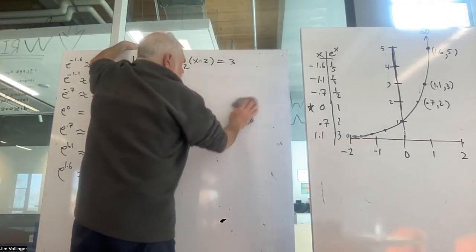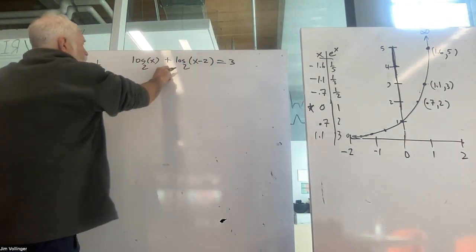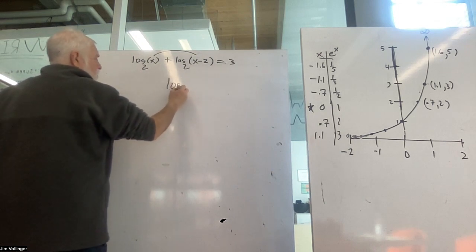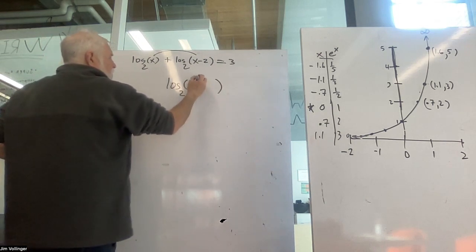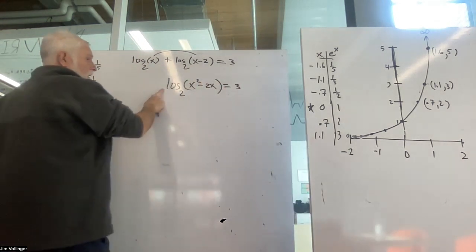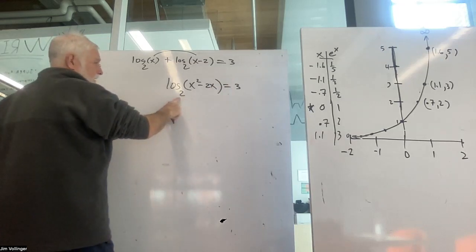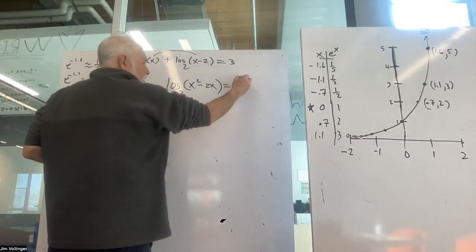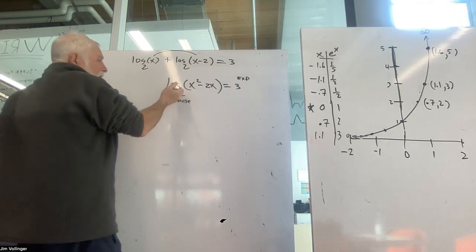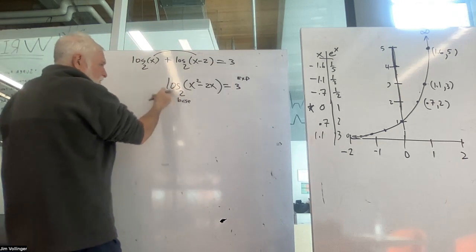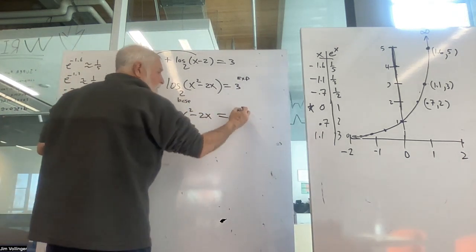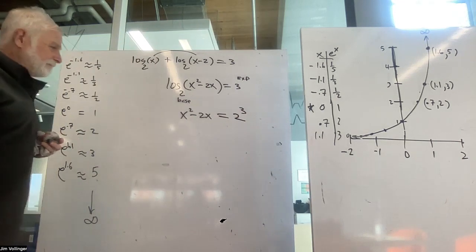All right, let's clean the board off. All right, so what do I know? Addition is multiplication of the quantity. So I can write this as a single log: log base 2 of x squared minus 2x equals 3. The inverse of log is exponentiating with the base. This is an exponent. This is a base. Where do exponents go? Top of the base. So if I want to get rid of that expression, then x squared minus 2x is equal to the base of 2 with the exponent of 3 on top of it.